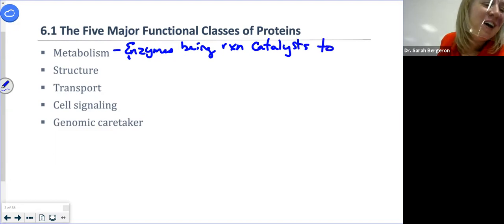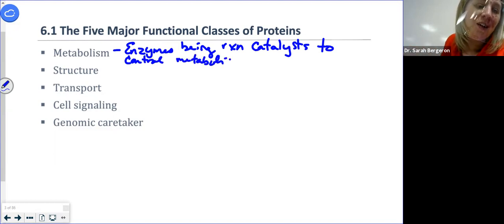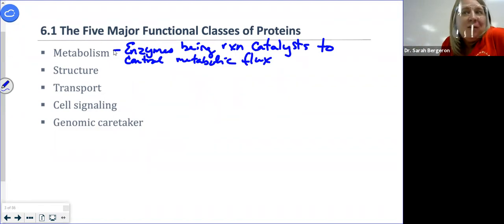So, to control metabolic flux, right? Should you be breaking things down? Should you be making things? That's metabolic flux.